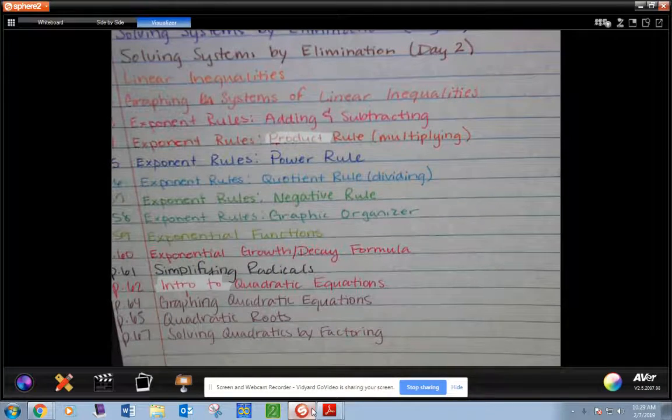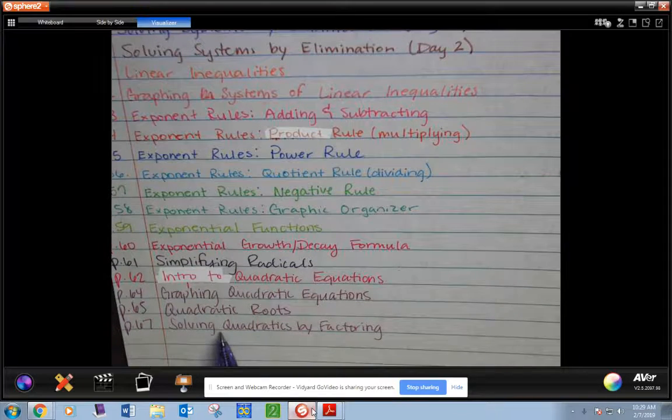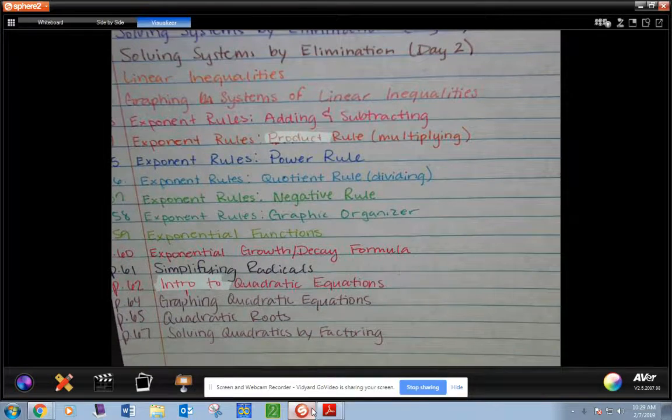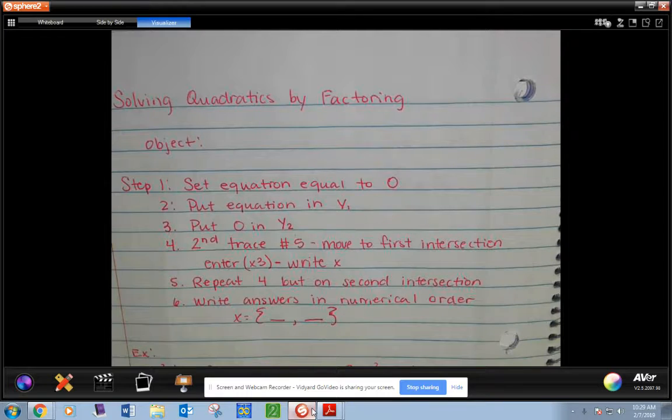So today we're on page 67 for me. So put whatever number you're on, and we're going to be doing solving quadratics by factoring. Now remember I told you a while back that we're going to work a little bit backwards when we get to the factoring part. So we're going to teach you how to do it in the calculator first, and then I'm going to show you how to do it by hand.